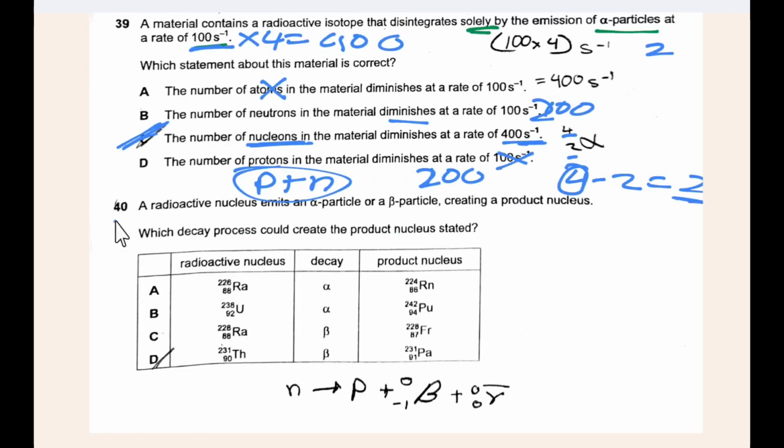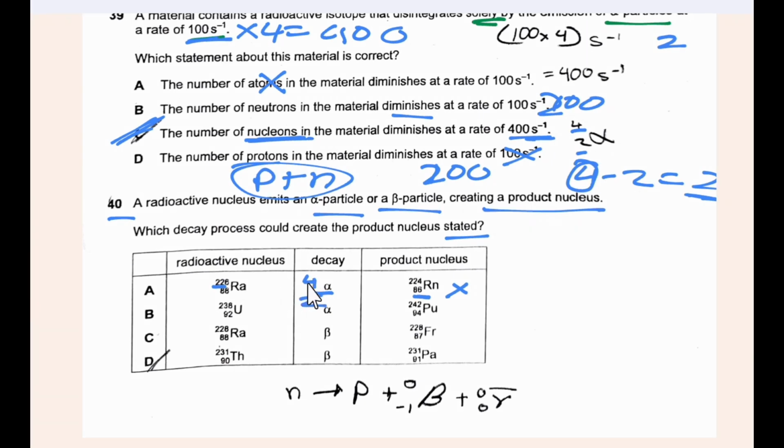Then in question number 40, a radioactive nucleus emits an alpha particle or a beta particle creating a product nucleus. Which decay process would create the product nucleus stated? For the first option, an alpha particle is emitted. By the emission of an alpha particle, the proton number should decrease by 2, and the neutron number should also decrease by 2, which means the nucleon number should decrease by 4. But here we can see that it is decreased by 2, so this is wrong.